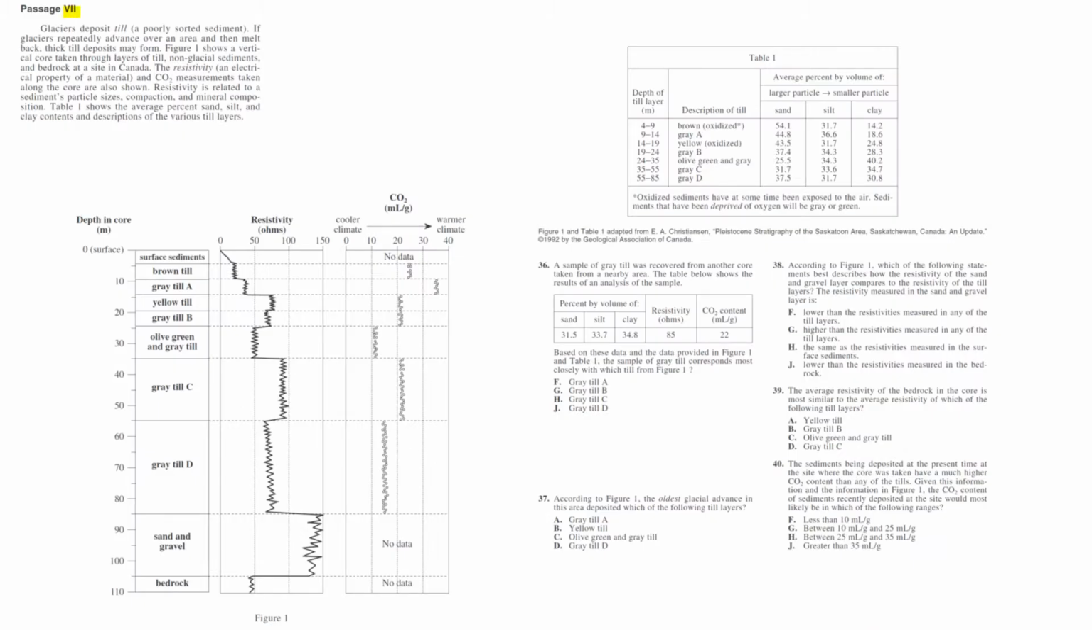So in passage 7, we know this one's a data passage because we don't see anything but an intro. We don't see study 1, experiment 1. It's just passages. So I would take about 15-20 seconds to orient yourself. It looks like you have depth in core, and it looks like different levels of depth are named. You have resistivity, cooler to warmer climate, CO2, and then you have table 1, which looks like it has average percent of sand, silt, clay, and depth, which I'm assuming corresponds to this depth over here. And that's it. Go to the questions. It'll probably tell you where to look.